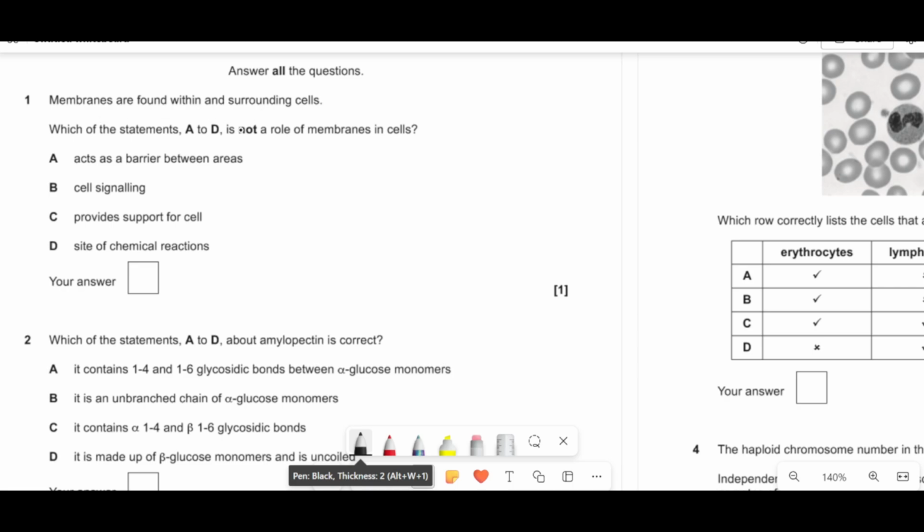Membranes are found within and surrounding cells. Which of these statements A to D is not a role of membranes in cells? Access varies between areas. That is true, it does. It compartmentalizes different bits. Cell signaling is indeed correct because they have receptor proteins on the cell surface membrane, so that's out. Provide support for the cell, no, that's not true. Their entire role is to compartmentalize and separate things out. And then site for chemical reactions, well, there are some areas where chemical reactions do happen, like the intermembrane space of the mitochondria, so that one's out, so it's got to be C.